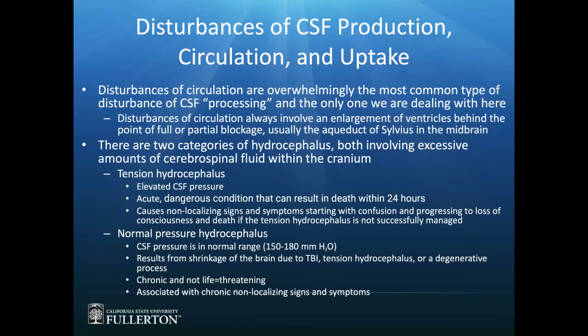Okay, so moving on to our first specific set of slides here. We're going to look at the disturbances of cerebral spinal fluid production, circulation, and uptake. Disturbances of the circulation are overwhelmingly the most common type of disturbance of cerebral spinal fluid. I'm just going to call it processing, which would include production, circulation, and uptake. In other words, typically people who have a problem in this area don't have trouble producing the fluid in the brain. They don't have trouble getting rid of the fluid in the brain. They have trouble with it circulating through the ventricles of the brain, and it gets blocked at some particular drain.